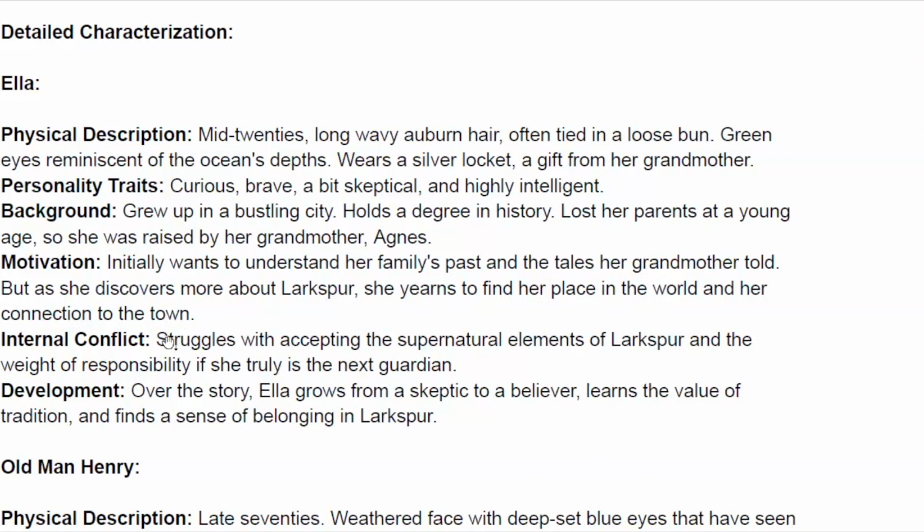Next we have an internal conflict. She struggles with accepting the supernatural elements of Larkspur and the weight of responsibility if she's truly the next guardian. Obviously this is a fairy tale. And why is this a fairy tale? Because of the word supernatural. Supernatural refers to anything that is not normal, anything that's super from the natural.